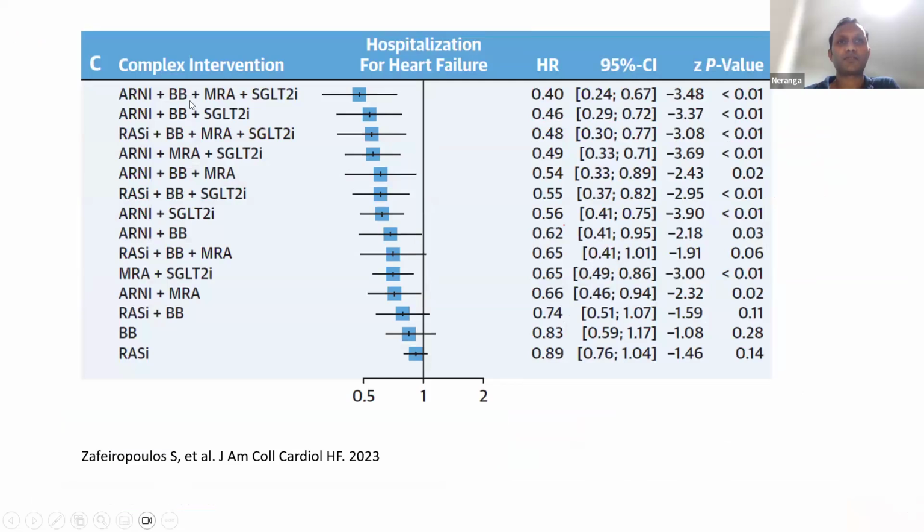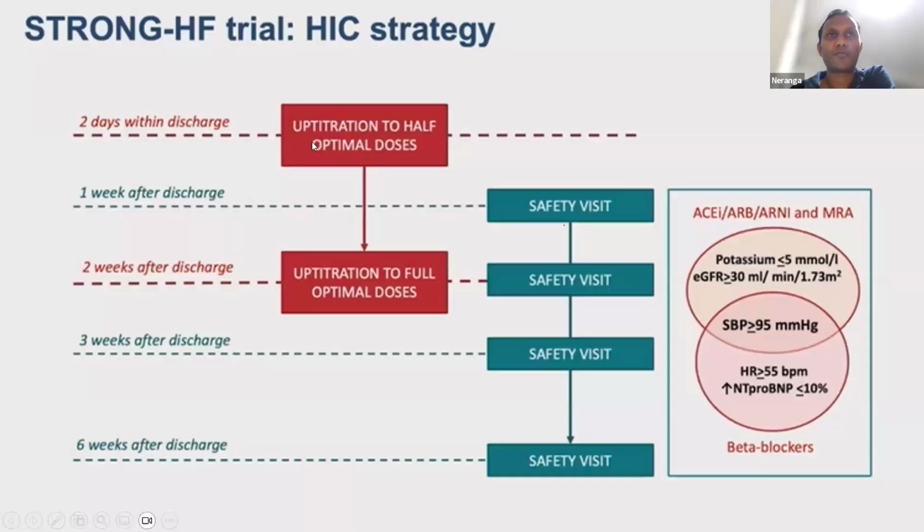Okay, so this is important. If you use only RAS inhibitors you can see a benefit, but if you combine the treatment, the hospitalization for heart failure is reduced. So always have all the drugs. How to optimize: the mortality of heart failure is very high within the first month, so within the first 2 days of discharge, try to start half doses of all 4 drugs if possible. Within 2 weeks of discharge, you may try to reach full optimal doses.